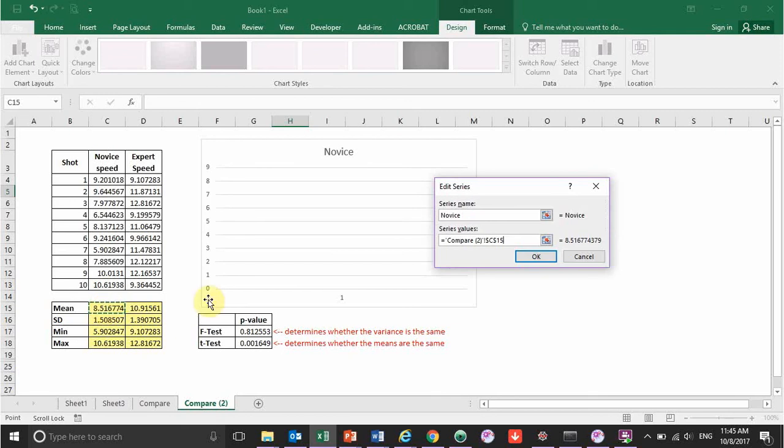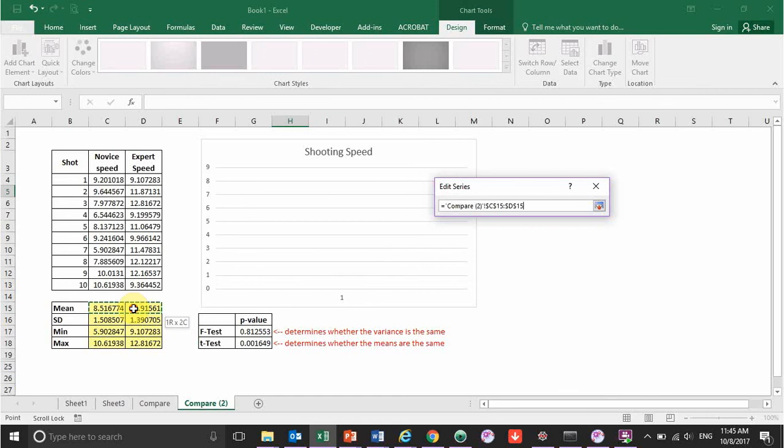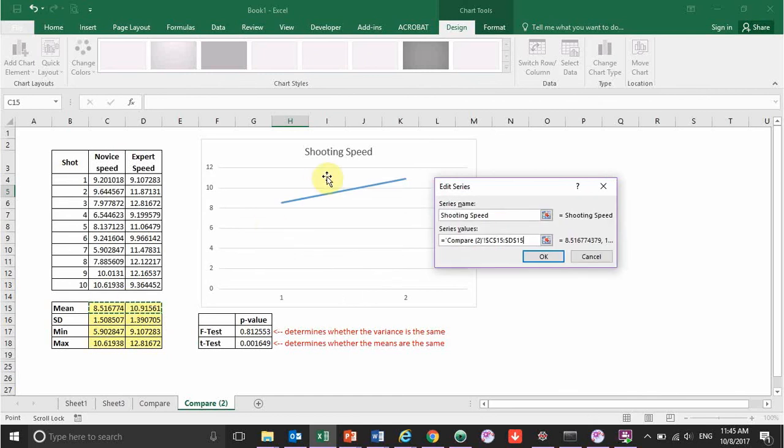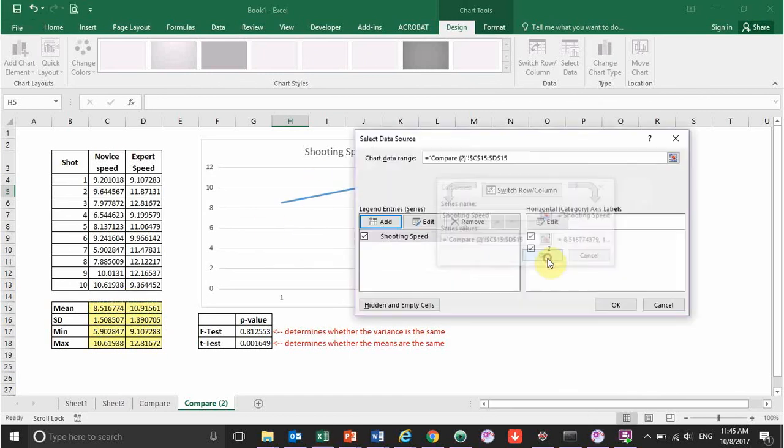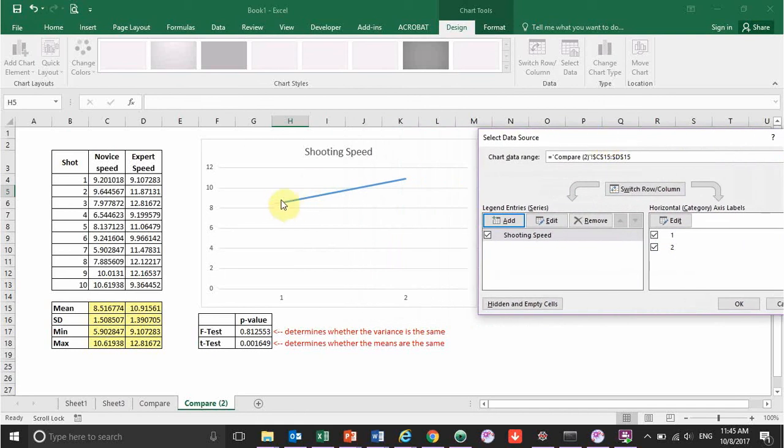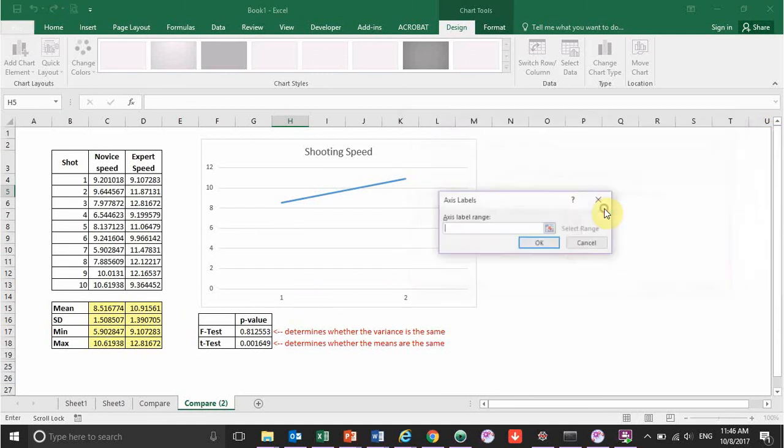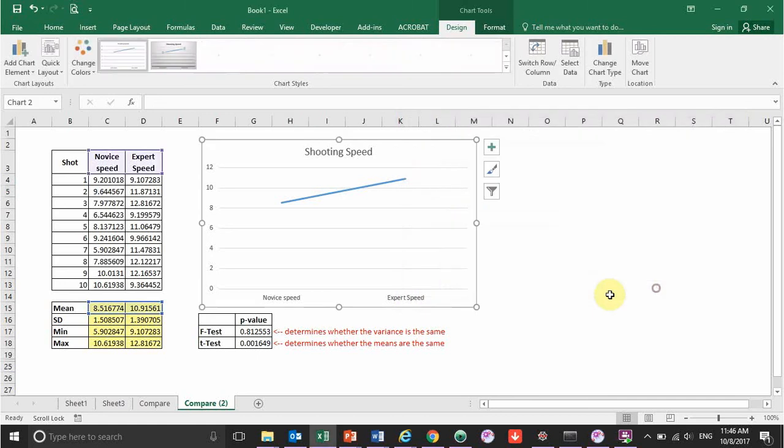Press enter. Actually, what I want to do is call this shooting speed, and then highlight both the means. You'll see why I'm doing that in a second. Then I'm going to press OK. So in other words, it's taken the mean for one of the points and the mean for the other point, but it's not labeled it correctly yet. I'm going to edit that. So I'm going to press edit and label it under novice and expert, and you'll see that automatically updates there. Then press OK.